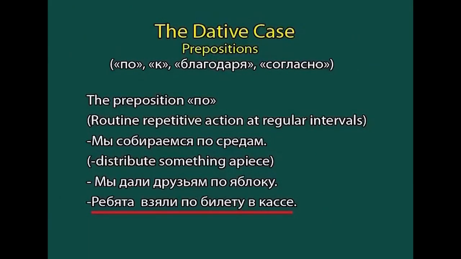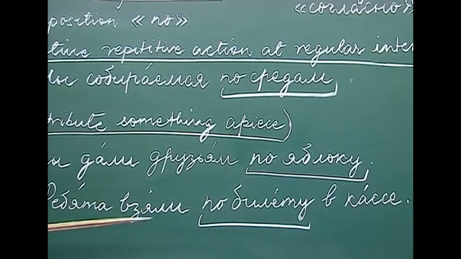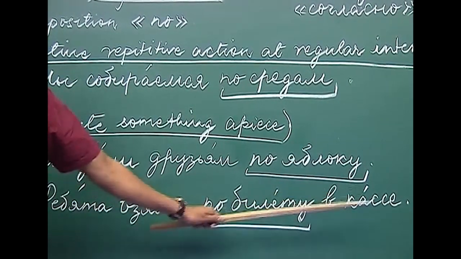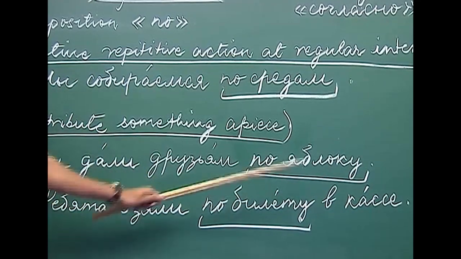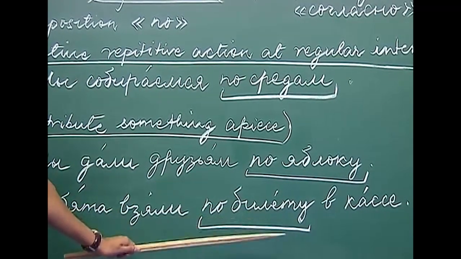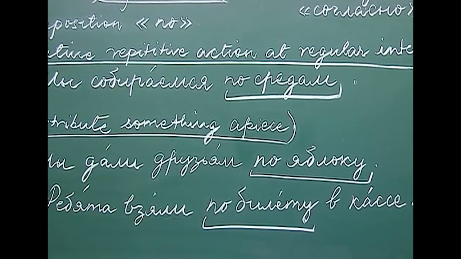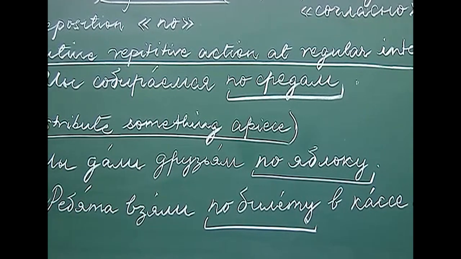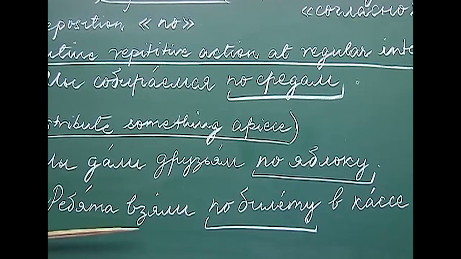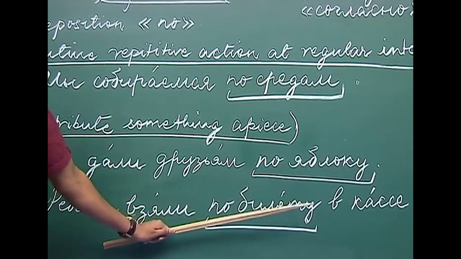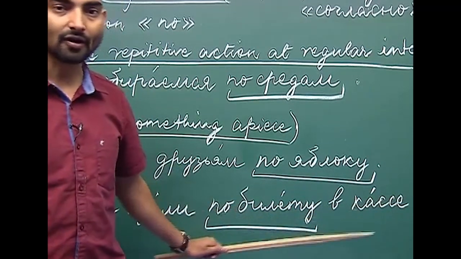The next example for the same meaning is Ribyata vziali pabilietuf kase. Kasa is counter, cash counter. Bilyet is ticket. Vzyat, you know this verb. This is the perfective aspect of the verb brat, which is to take. Ribyata is the boys or guys. The boys took one ticket a piece at the ticket counter.